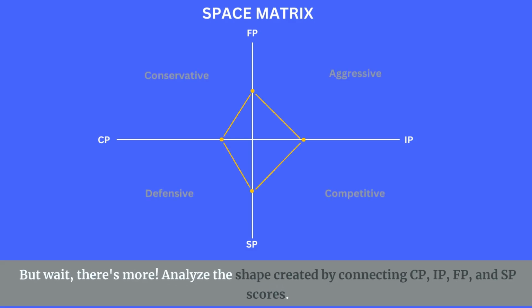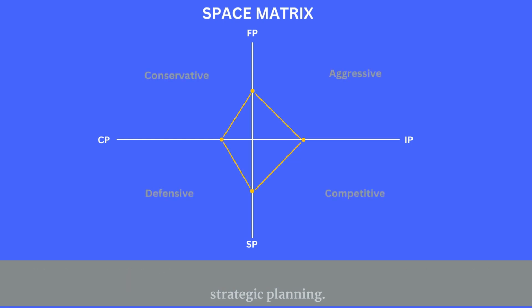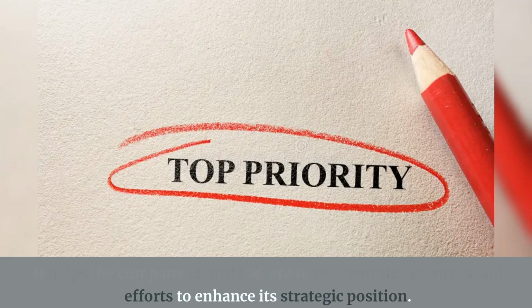But wait, there's more. Analyze the shape created by connecting CP, IP, FP, and SP scores. The shape highlights the focus areas that the company should prioritize in its strategic planning. It helps the company identify where to concentrate resources and efforts to enhance its strategic position.